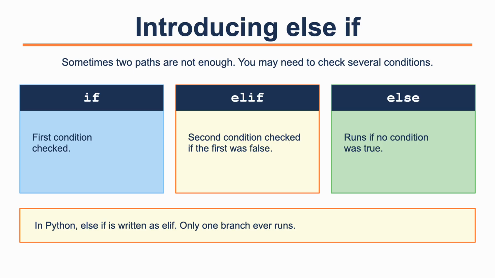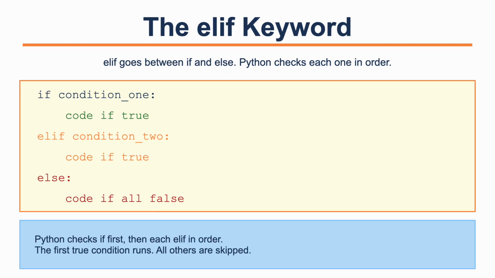Now, we will look at else if. Sometimes 2 paths are not enough. You may need to check several different conditions in sequence. The else if keyword lets you add more branches between the if and the else. The else if keyword goes between the if block and the else block.